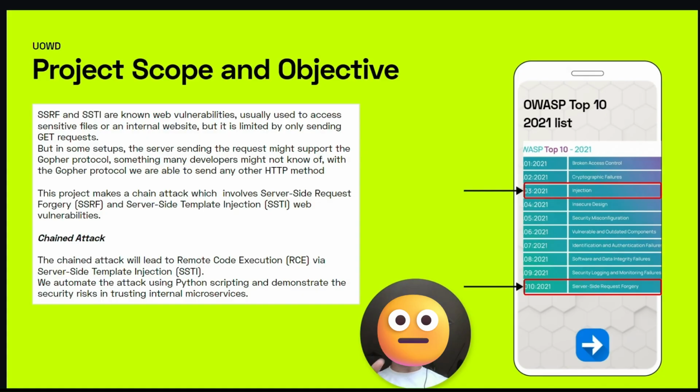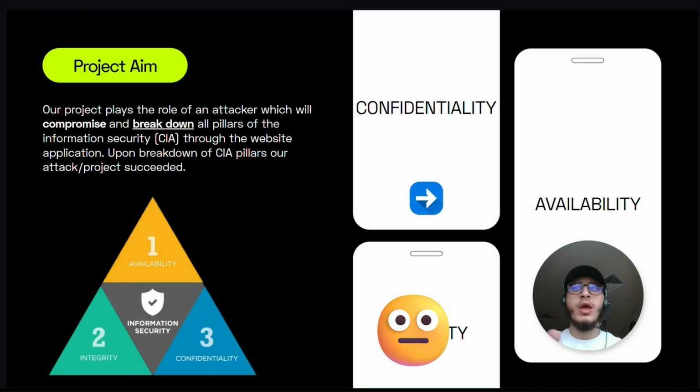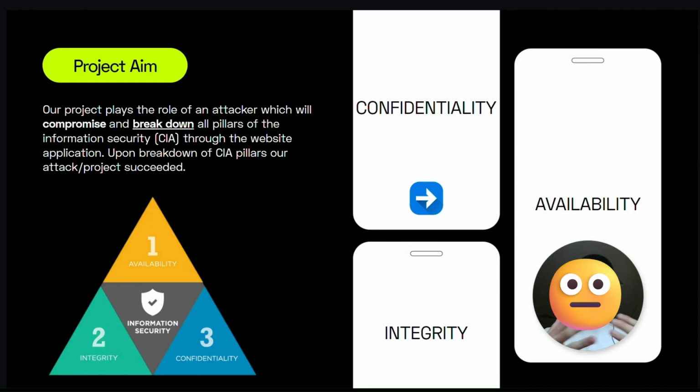the HTTP. The objective of this project is to obtain the RCE through the attack, and at the end to automate the project with a Python script, meaning that with one click compromise the entire system. In this project, we do shift the gear to an attacker mindset. The ultimate goal is to break down all the pillars of the information security triad, that is the confidentiality, integrity, and availability. Upon the breakdown of all pillars, we call the project a success.